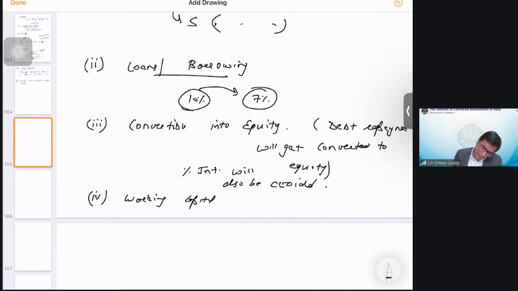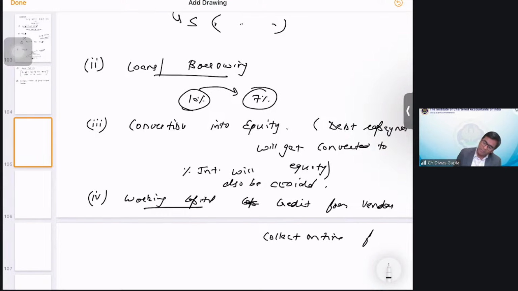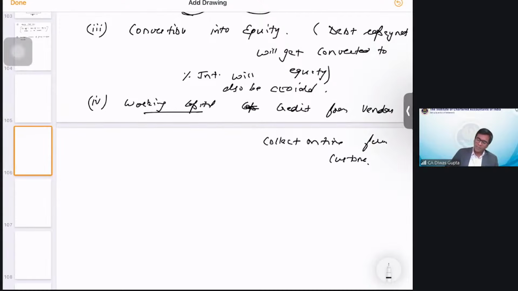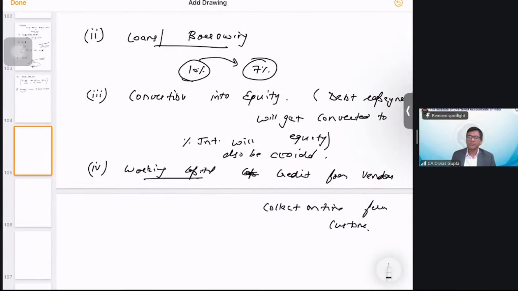Then working capital. With your debtors, you'll ask them to pay early. And with your creditors, you will ask for more credit so that you can pay them after some time. So we'll ask for more credit from vendors and collect on time from customers, right? Yes, getting some ad hoc limits.